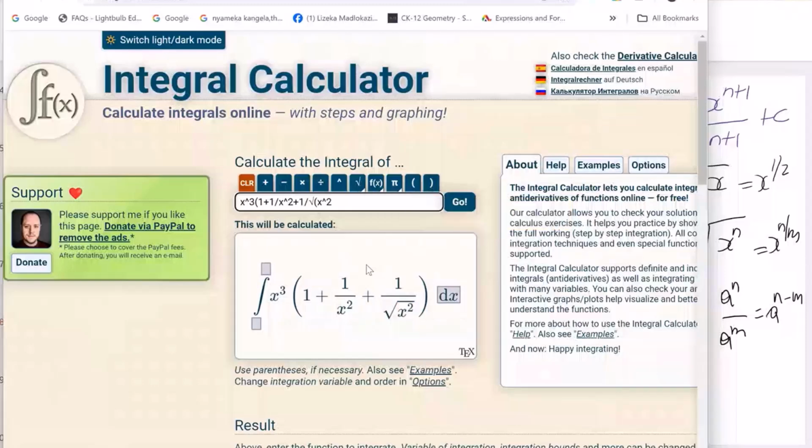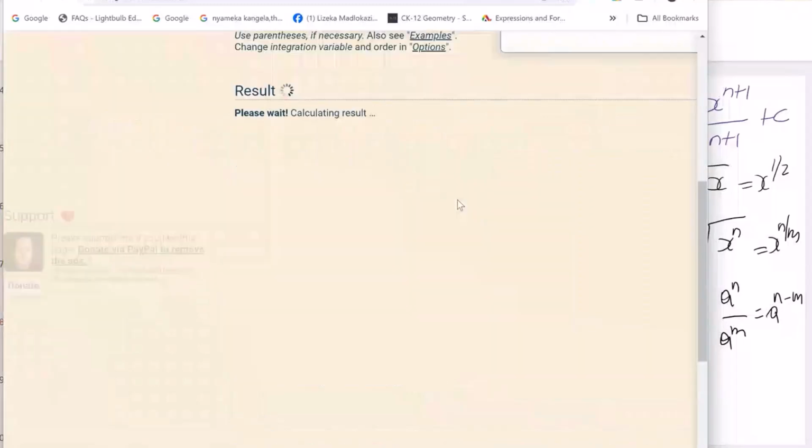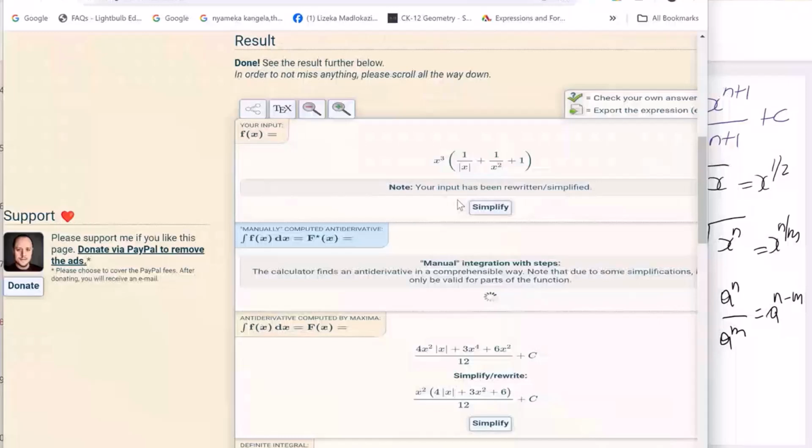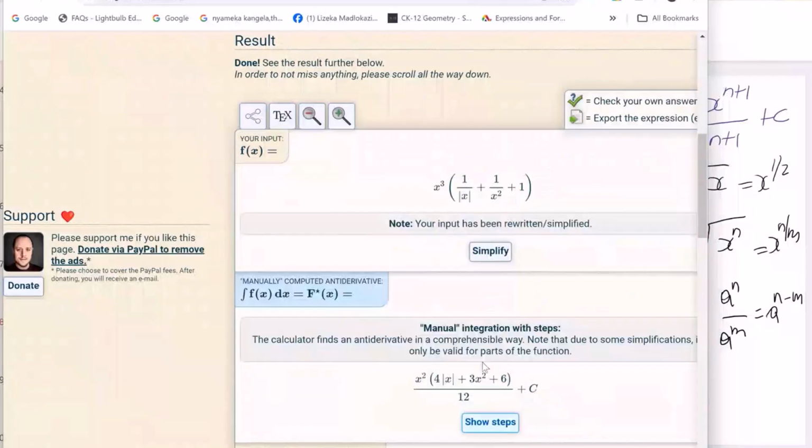So then you can see how this thing is done. Then you just say go. So it's telling you the answer.